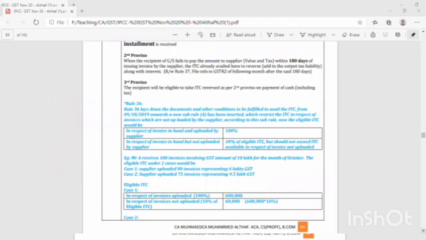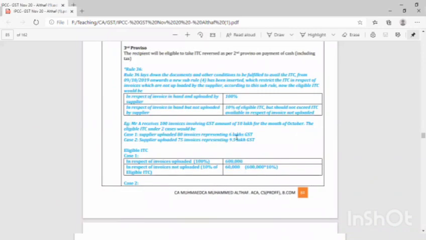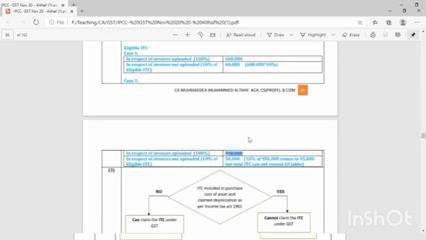In case number two, suppose they uploaded 9.5 lakhs. What happens in that situation? With respect to the 9.5 lakh that is reflected in the GST, he can take the entire amount. How much amount is not reflected here? 50,000 is not reflected, right? So total 10 lakh is there. Out of this 10 lakh, 9.5 lakh is reflected. That means he can take 100%, that is 9.5 lakh.